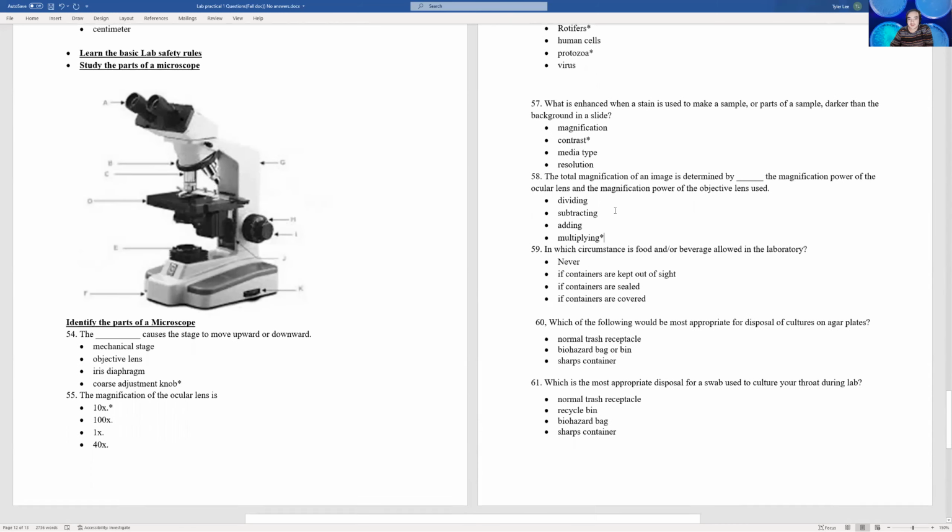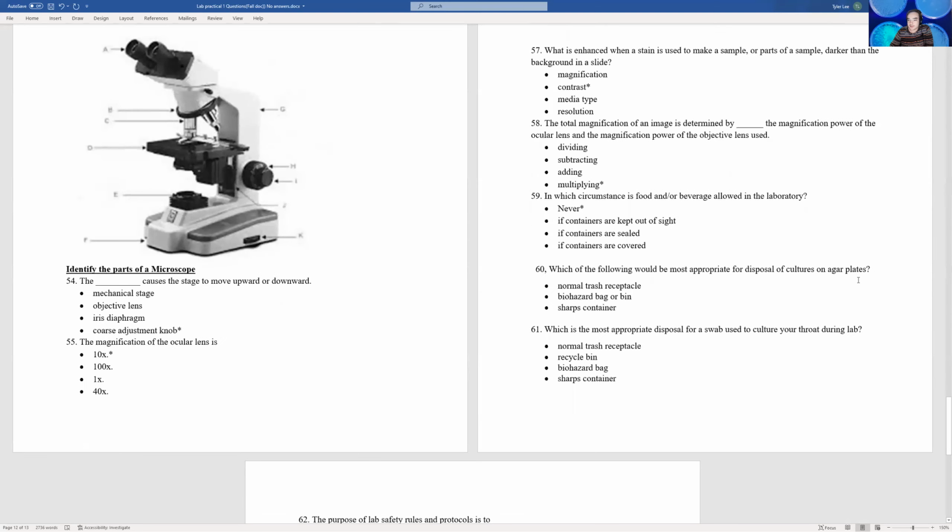All right, and then lab safety stuff. In which circumstance is food and or beverage allowed in the laboratory? Never. Which of the following would be the most appropriate for the disposal of cultures on agar plates? Cultures on agar plates are essentially bacterial plates that have bacteria growing on them. So that would go in the biohazard bag or bin. That's not for the normal trash, and that's not for the sharps container. Sharps containers are only for materials that are contaminated with biological material but also could puncture that biohazard bag. Plates are not sharp enough to do that, so they do not go in a sharps container.